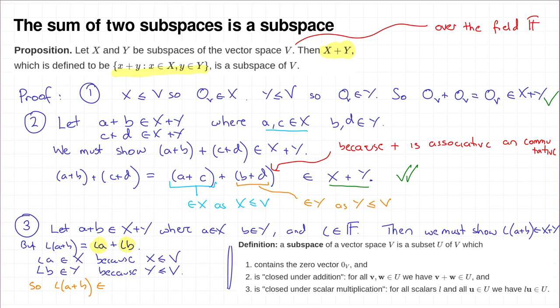Okay, we have now shown that X plus Y is closed under scalar multiplication, and therefore we checked all 3 of the subspace properties for X plus Y, and we verified that it is a subspace, and our proof is done.